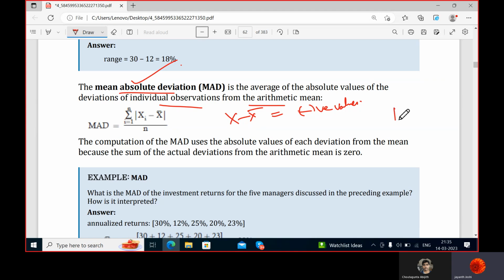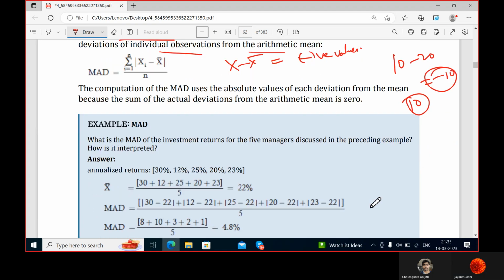For example, 10 minus 20 would give you minus 10, but you only take 10, which is the absolute change. It doesn't show you the exact change, it's the absolute change. Now, why are you doing this? Because there's a property in mean: the sum of the deviations is always equal to 0. So you are ruling that out, you are eliminating that here, correct?